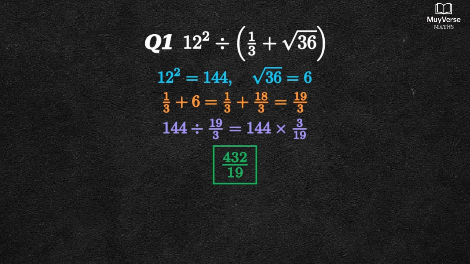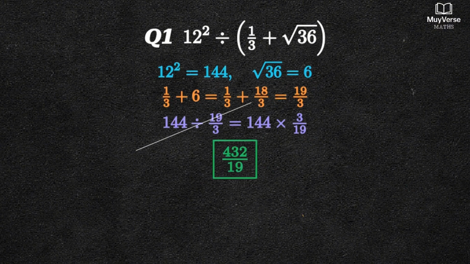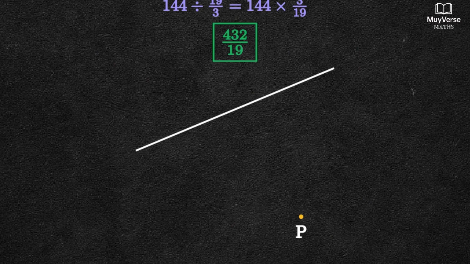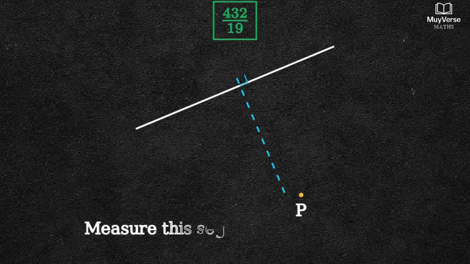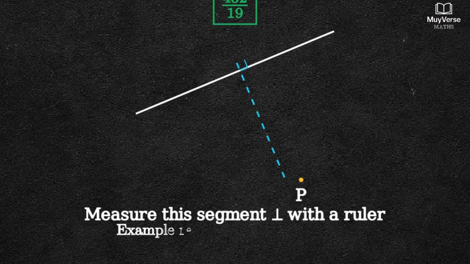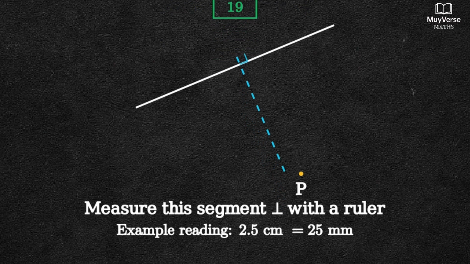Question 2. Measure the shortest distance from point P to the line and give your answer in millimeters. The shortest distance is the perpendicular from P to the line. Drop a perpendicular from P to the line. Now measure this perpendicular segment on the printed paper with a ruler. Convert centimeters to millimeters by multiplying by 10.